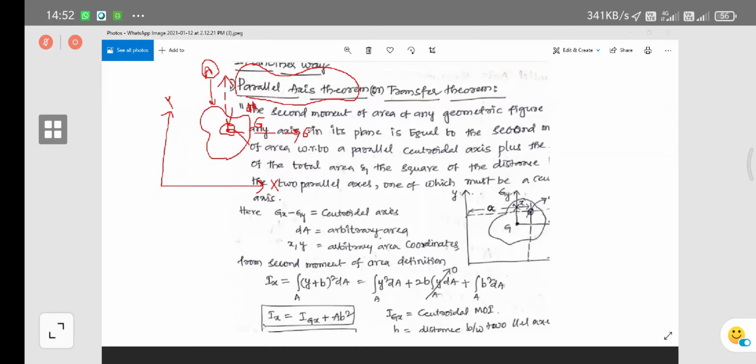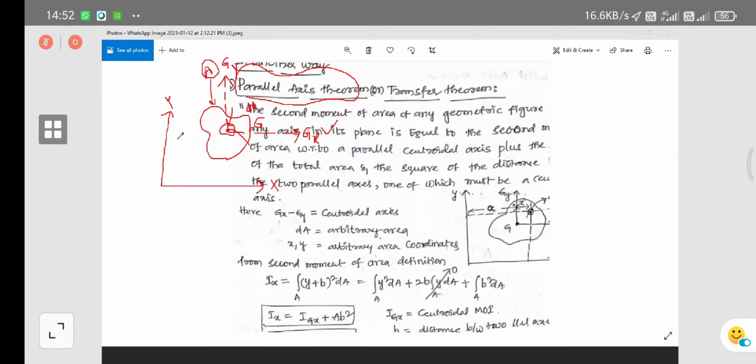So if any axis is passing through the centroid along the x-axis, it means it is a centroidal axis we are going to call. So Gx is a centroidal axis along the x-axis, and Gy is the axis along the y-axis through the differential element centroid. Gx and Gy are the centroidal axes for the differential element, and XY is the reference system for representing the total entire lamina.